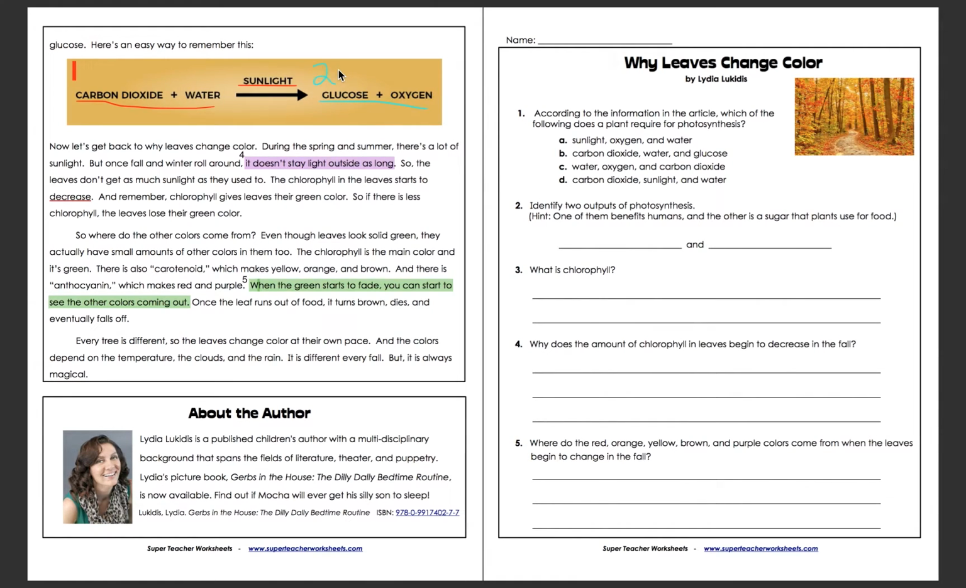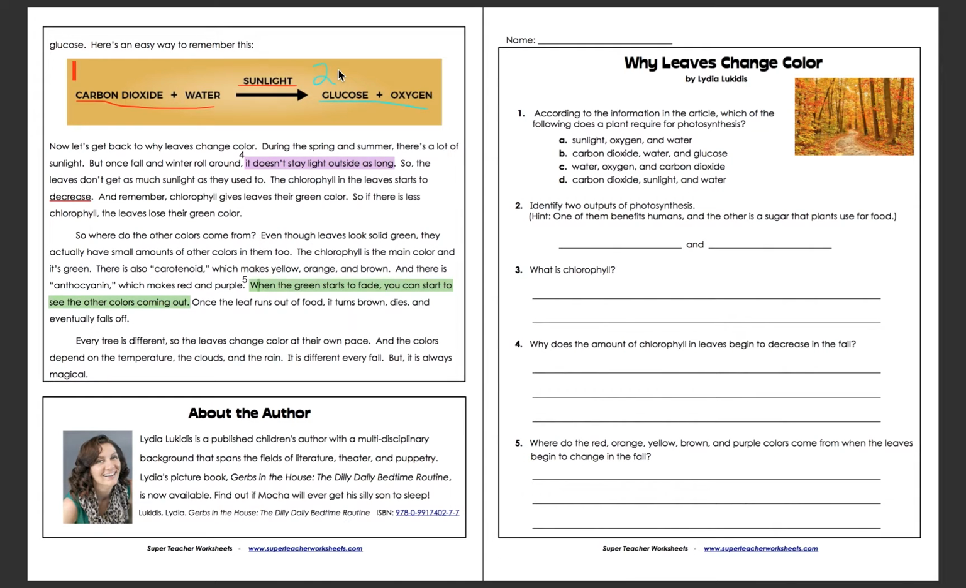So if there is less chlorophyll, the leaves lose their green color. So where do the colors come from? Even though leaves look solid green, they actually have small amounts of other colors in them too. The chlorophyll is the main color, and it's green. There is also carotenoid, which makes yellow, orange, and brown. And there's anthocyan, which makes red and purple.